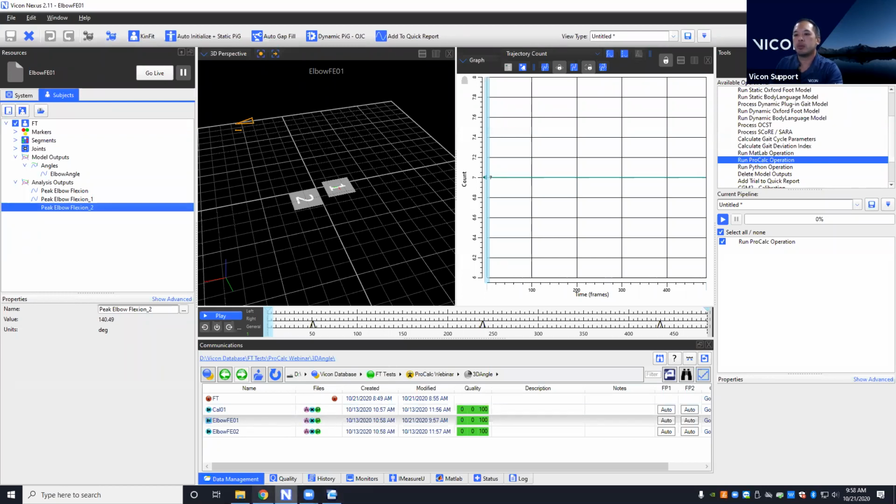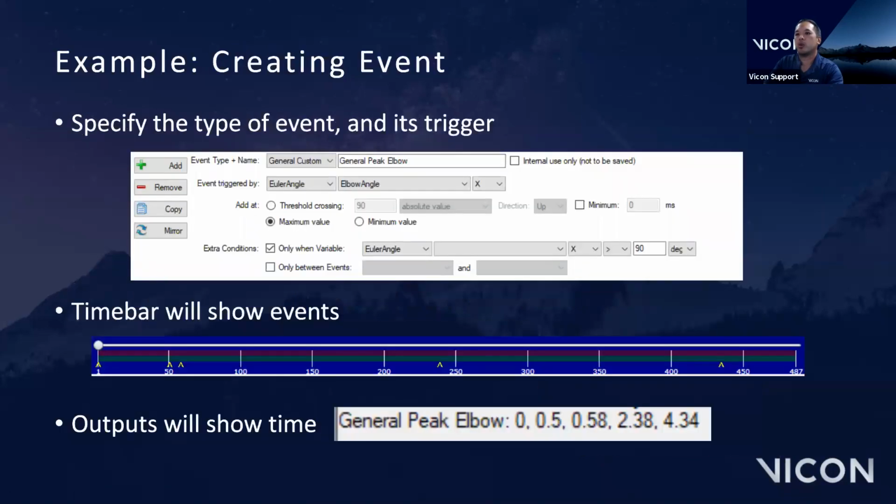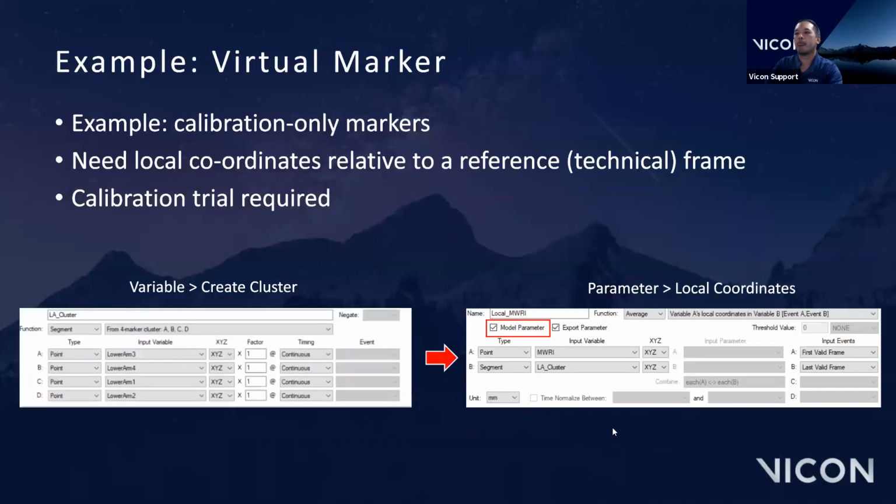Okay. So moving along, let us just review. So yeah, we created some angles here. Just looked at how different options for doing so, making those segments, and then creating those events, generating some parameters. And these values that are here are going to be slightly different because that one was processed on the second trial. But if you do the second trial, you should see that you will get similar numbers to what is actually shown within this slide. Okay, so next we're going to look at a virtual marker.